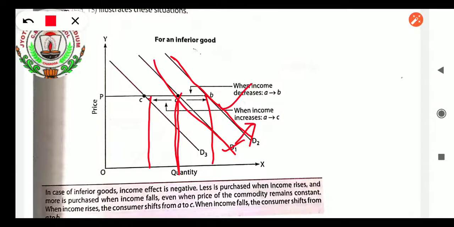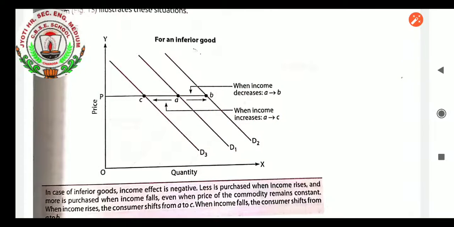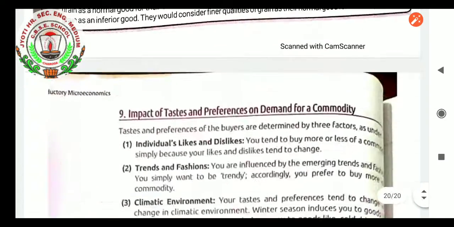When income decreases, and when income increases, what is happening? It is shifting from A to C, meaning in this direction. Why, when income increases, must it not shift to B? No, why? Because it is only in the inferior goods case that this is happening. When people's income increases, they will shift to normal goods, so the inferior good demand will decrease, and when income decreases, their demand will increase for the inferior goods, in the case of inferior goods.